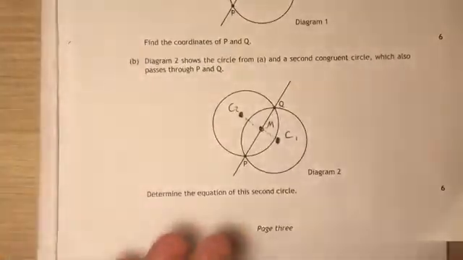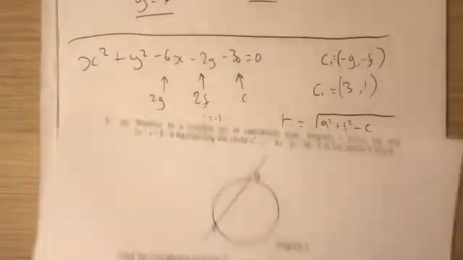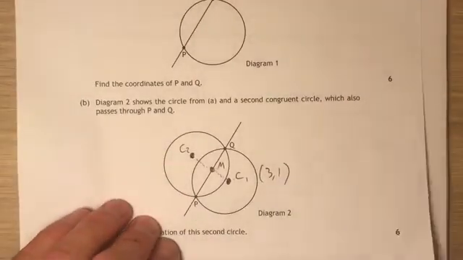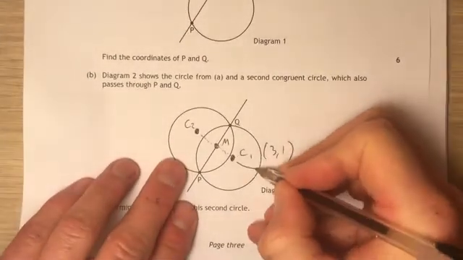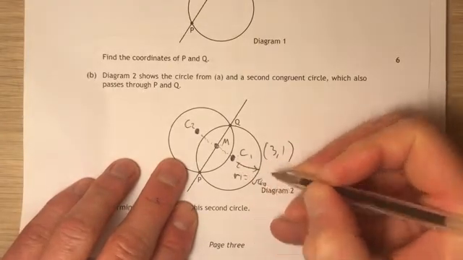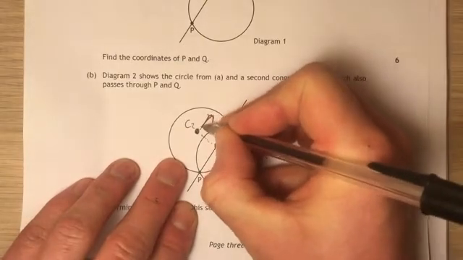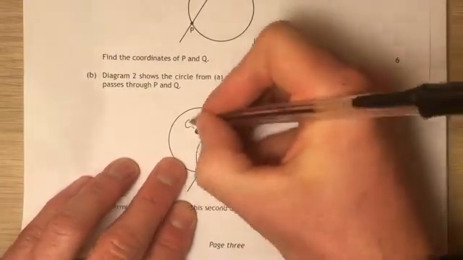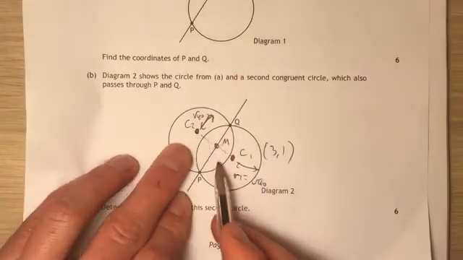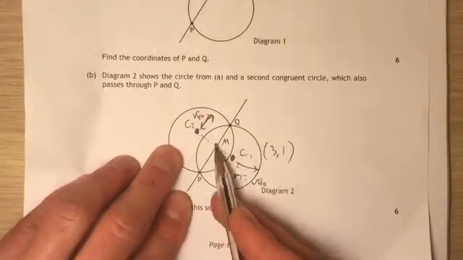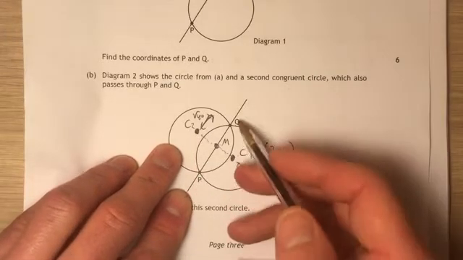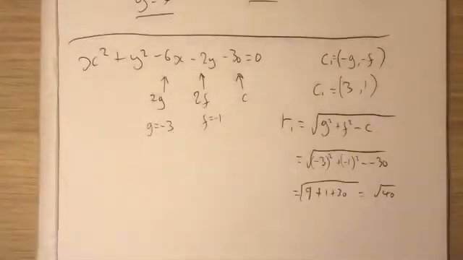So, plan. I know C1. It is at 3, 1. Good. I know R1. R1 is going to be root 40. That means R2, because they're congruent, the same circle, is also going to be root 40. I just need to find out C2, and the plan was to find the midpoint of these guys, and then I can just step from the midpoint and do the same again, right? So the midpoint of P and Q, let's work that out.